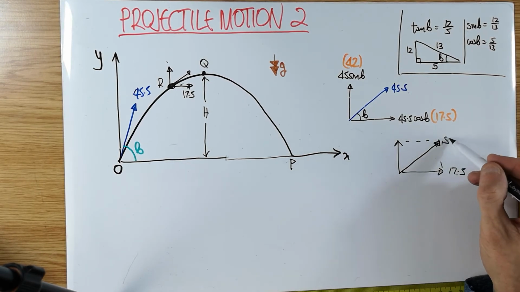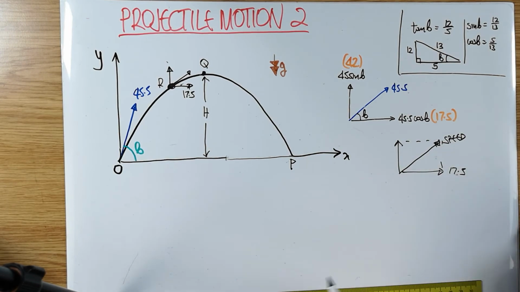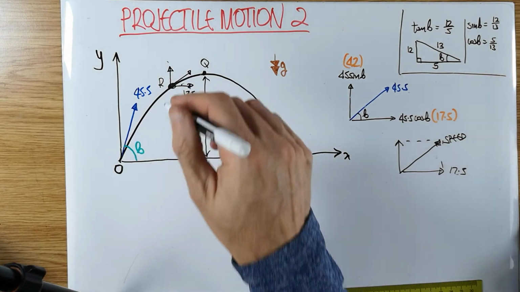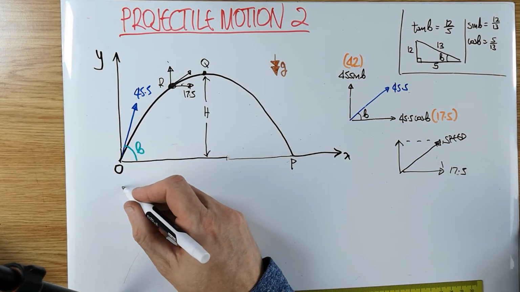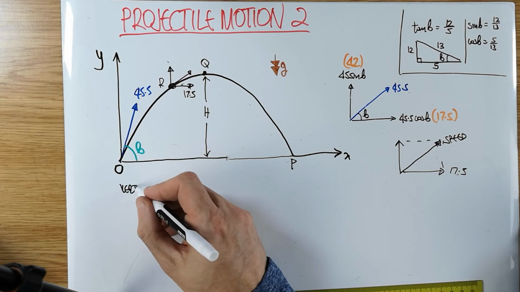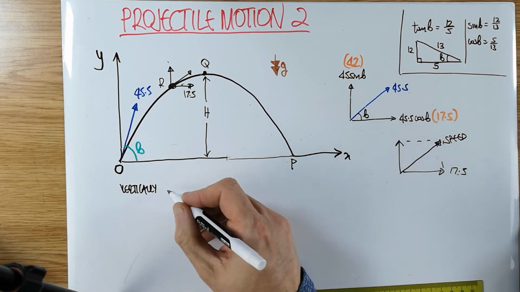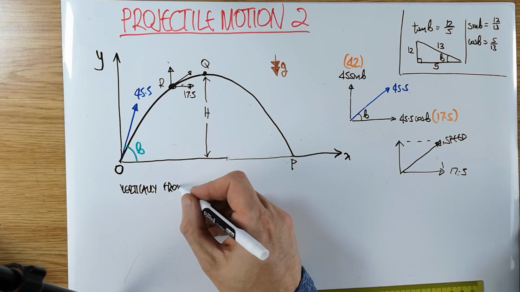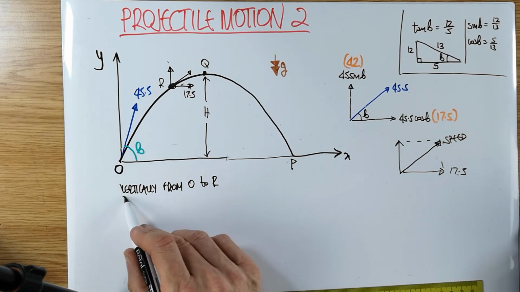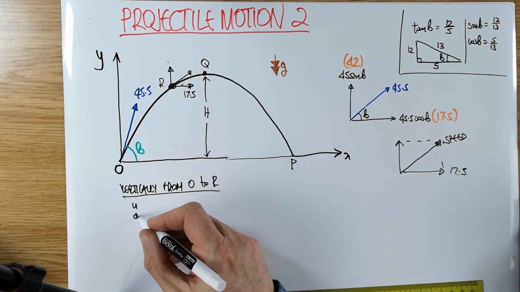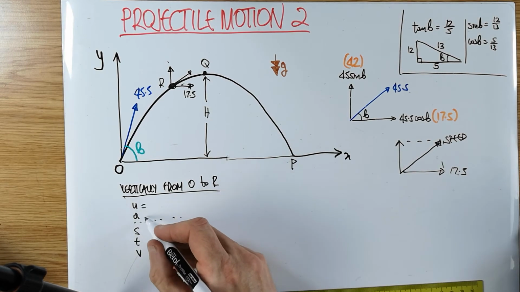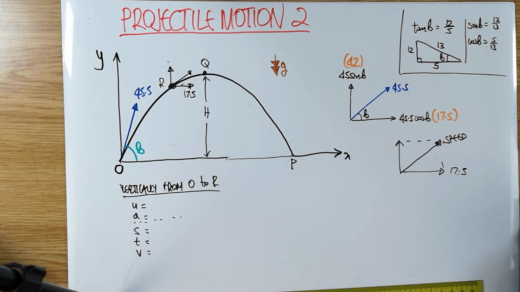How are we going to find it? So that's the speed here. It's the resultant. Okay, we need the vertical velocity. This is a vertical velocity now. So we're going to look at the journey vertically from O to the point labeled R. U, A, that's my constants, S, T, and V. Let's put all our equals to see what we know about this particular journey.